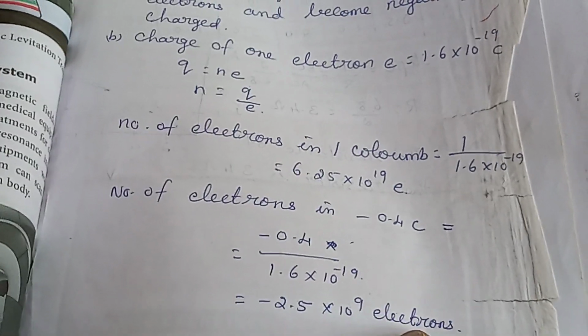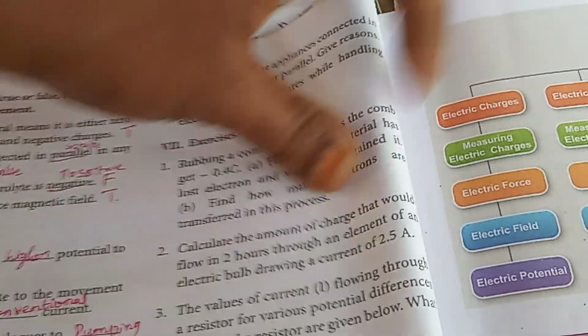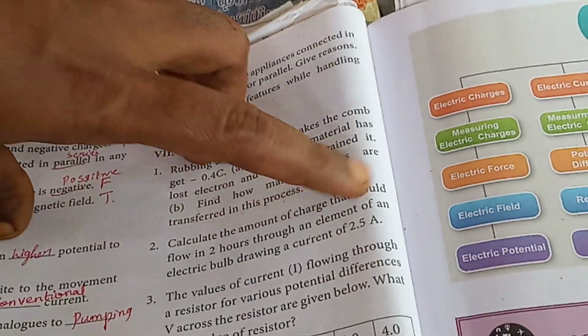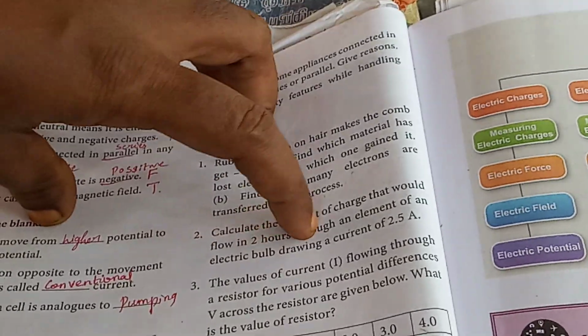power 9 electrons. The second question, calculate the amount of charge that would flow in 2 hours through an element of an electric bulb drawing a current of 2.5 ampere.